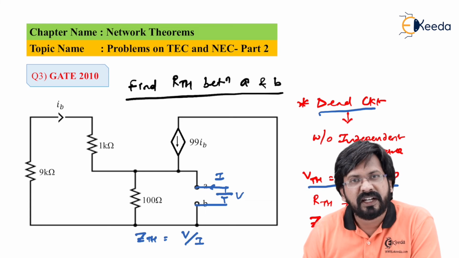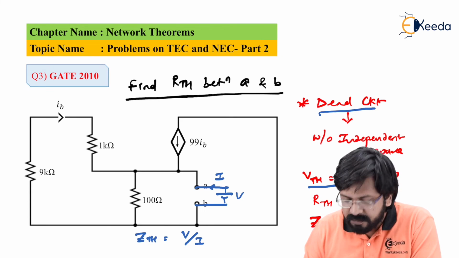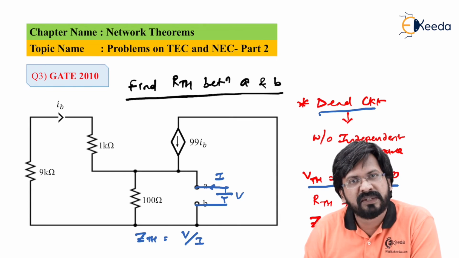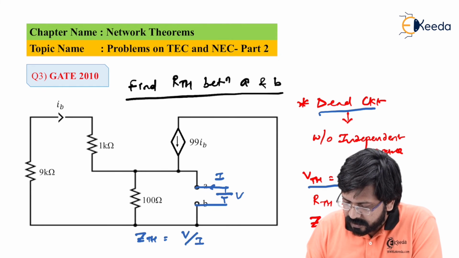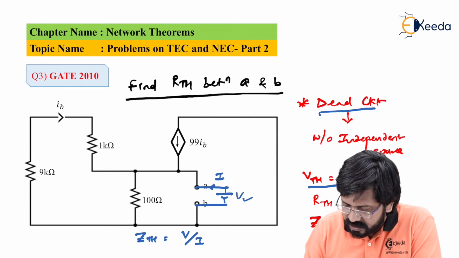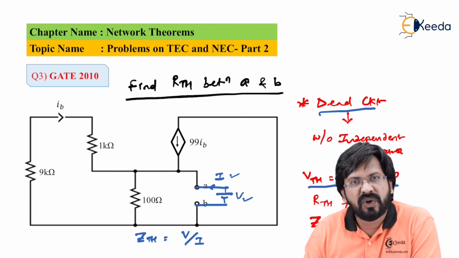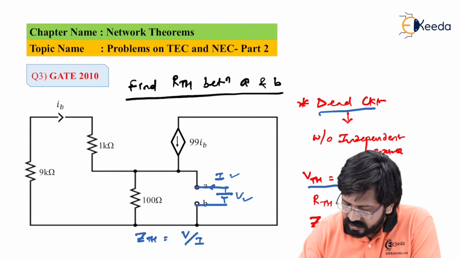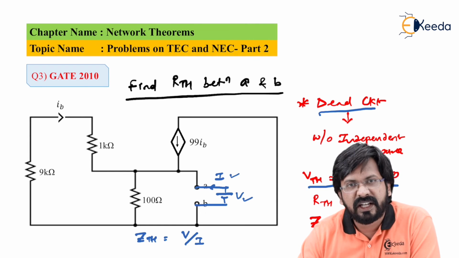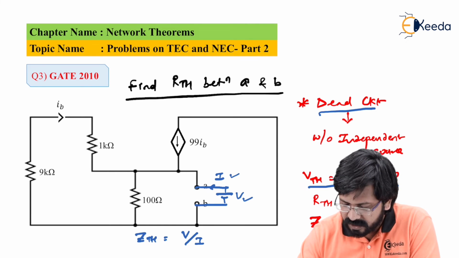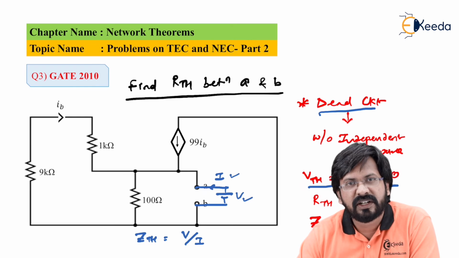In that case, ZTH is found by a simple, special method called the V by I method. So let us apply a supply voltage V here. The supplied current is I. Let's take the ratio of V by I. Then we get ZTH or RTH. In this case, rather than saying ZTH, I can claim it is RTH because there is an absence of inductors and capacitors.